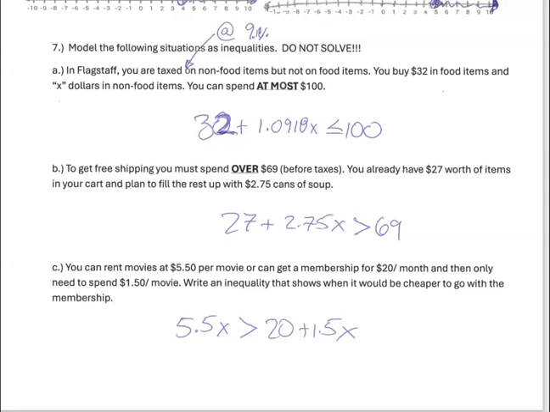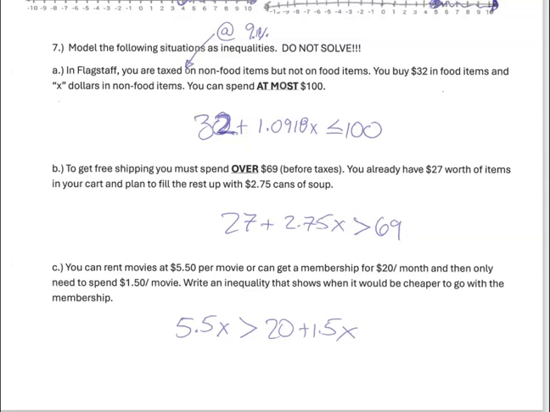The last one, it's $5.50 per movie. X is the number of movies, so it's 5.5x on the left. On the right, you spend $20 on the monthly fee, and then it's $1.50 times x, the number of movies. Now it is asking, when would it be cheaper to go with the membership? So since the right-hand side is the membership one, you want to make sure the mouth is opening to the other one, and you're saying that the right-hand side is less.